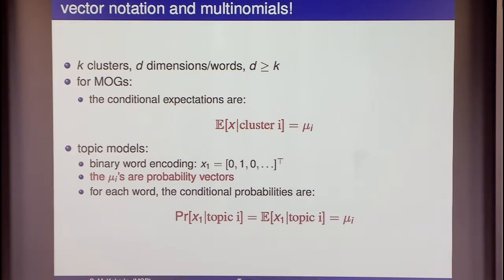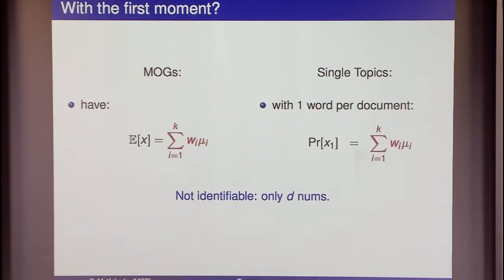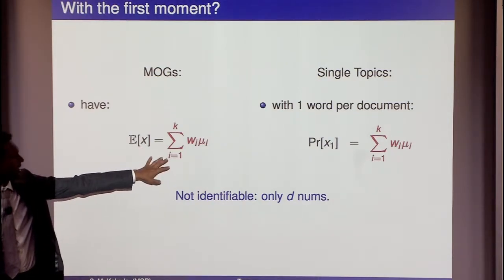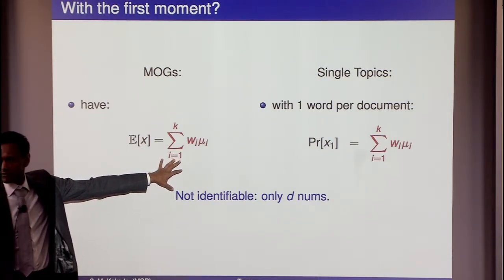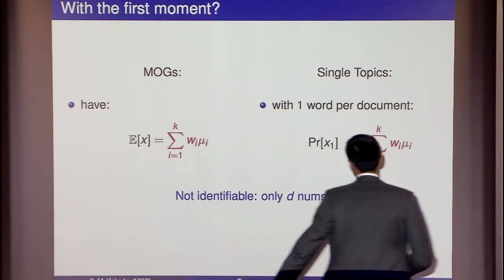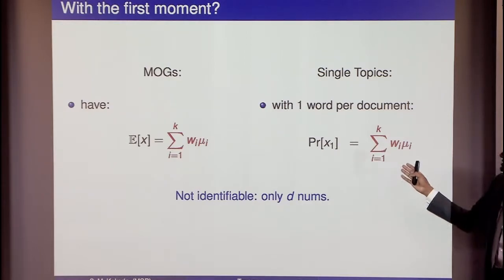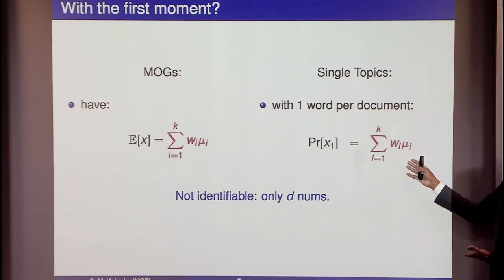Okay. So we go to this. And let's just look at these models side by side. What's the first moment in our data? It's just the average vector. It's the same thing in the topic probability case. What's the distribution over words in our language? It's just the average topic probability vector.